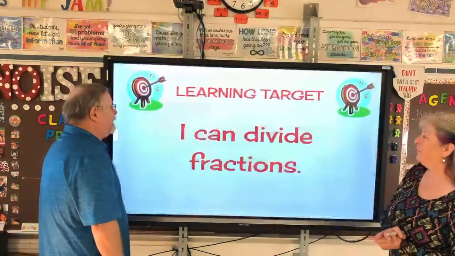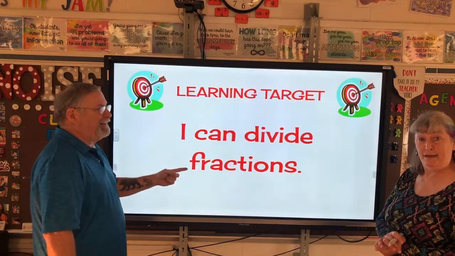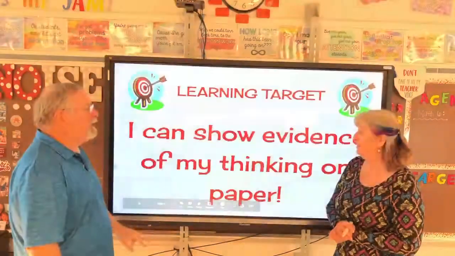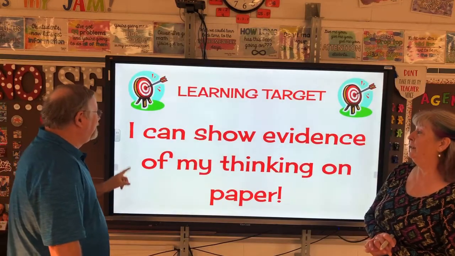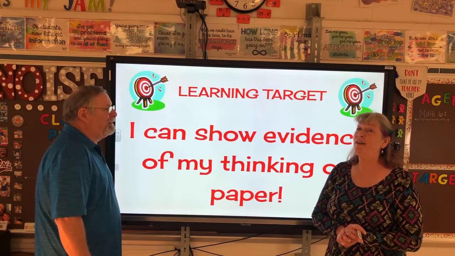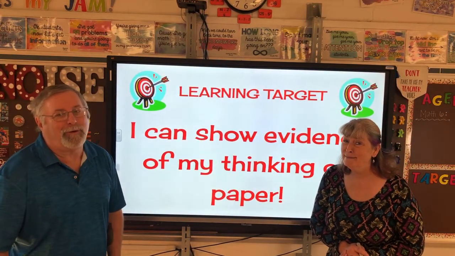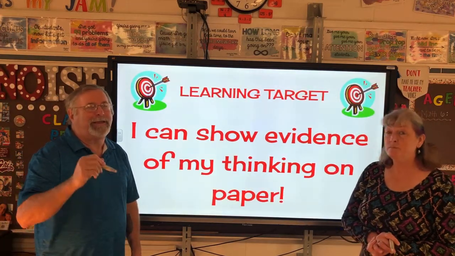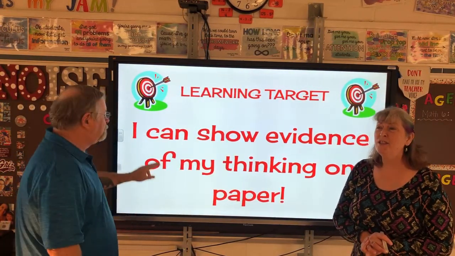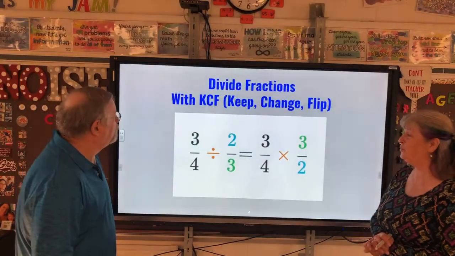What's our learning target for today? Oh, simple. I can divide fractions. And I can show evidence of my thinking on paper. So once again, we're going to ask you to do these on paper. It's just absolutely necessary. You just really have to.